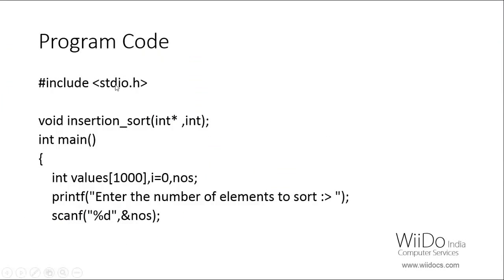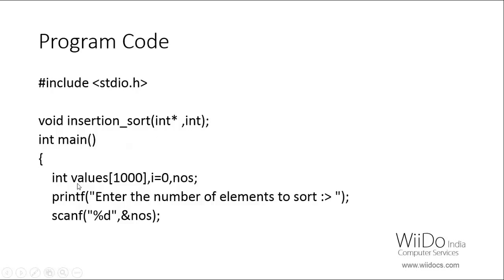This is the program code. We will include stdio.h to use functions like printf and scanf. This is the function prototype. The name of the function is insertion sort. As this function does not return any value, the return type is void. The argument list consists of an integer pointer and an integer value. We will see that later.